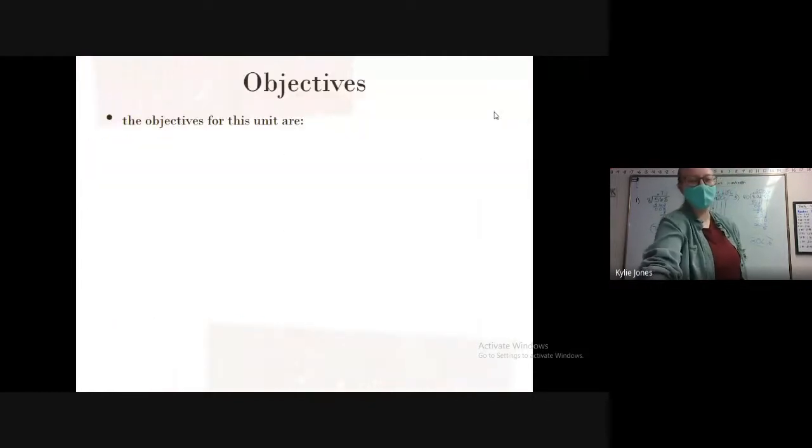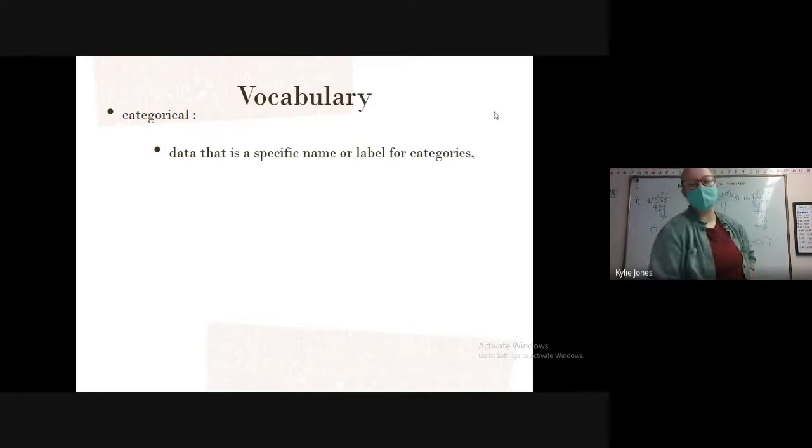This is what we're going to do today. We're going to skip this. Some vocabulary that we need to talk about. There are two different types of data. The first one is categorical, which means that it has a specific name or label for the category. If we're asking what's your favorite type of cereal, Cocoa Pebbles could be an answer, or Captain Crunch, or Honey Nut Cheerios. Whatever the person gives you is a category of data.